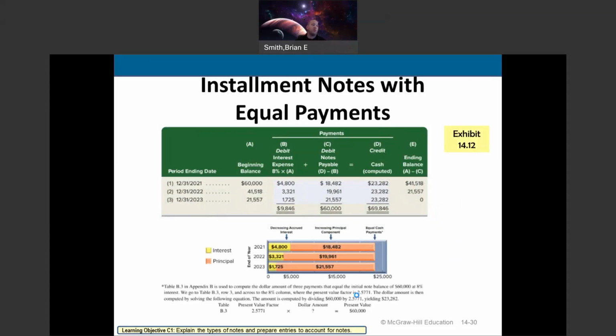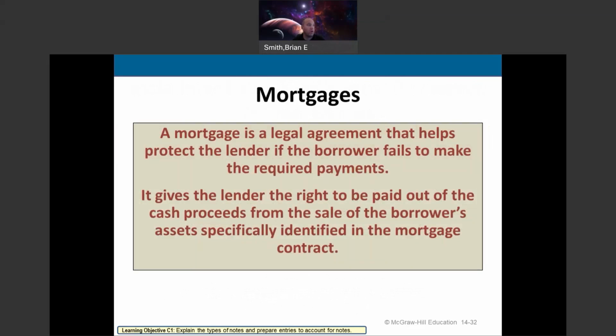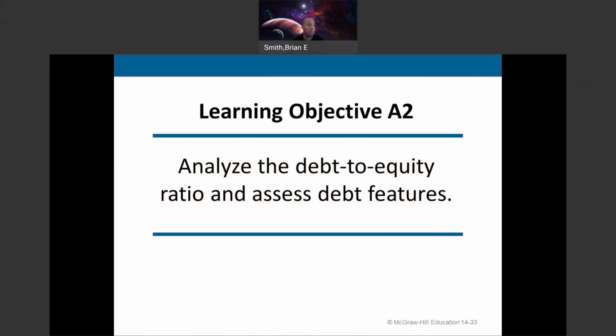So with that, you can see here in 2021, 22, and 23, our journal entries are the same using the same accounts. It's just that the interest expense and the notes payable amount changes each year because you're paying off a little bit more every year. Mortgages are an example of one of these, and I've already told you that. So that is how we'll do it.